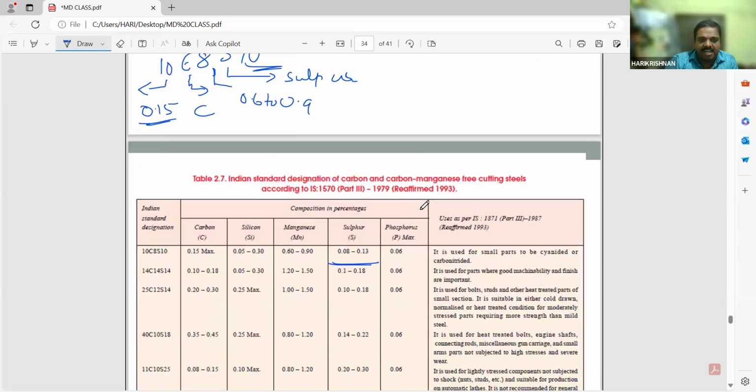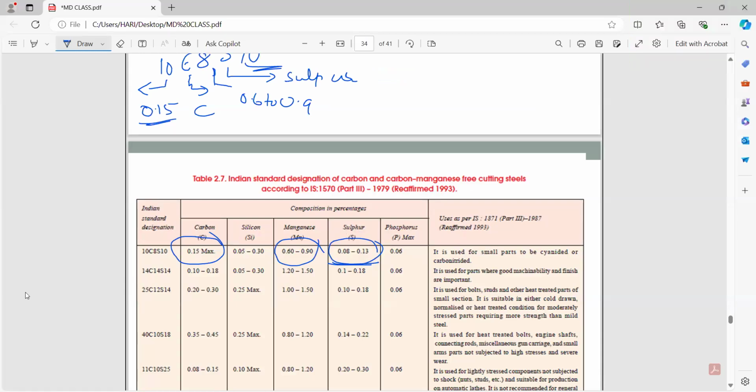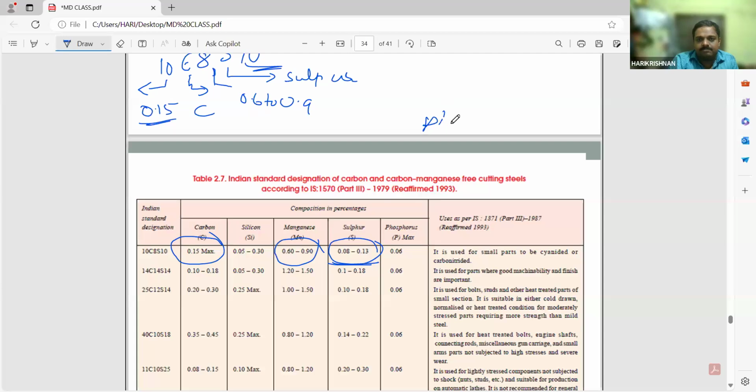You may see over here 10C8S10. So 0.15 will be its carbon content, 0.1 to 0.3 will be its silicon content, 0.6 to 0.9 its manganese content, 0.08 to 0.13 its sulfur content, and phosphorus is 0.06. The only things you have to consider are carbon, manganese, and sulfur. Okay, if lead is added in place of sulfur, what will come? Pb will come. Okay.